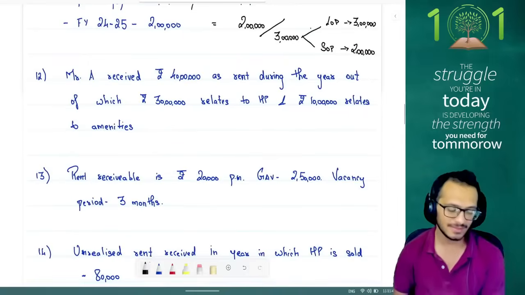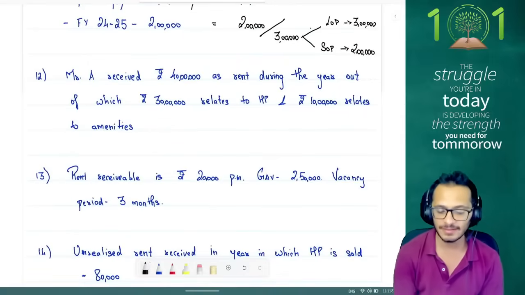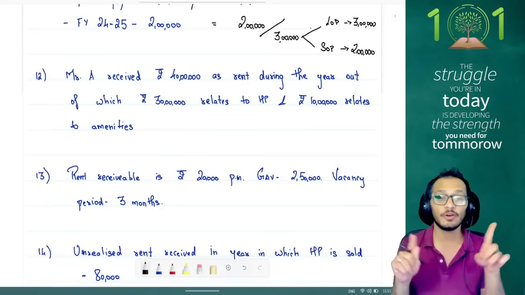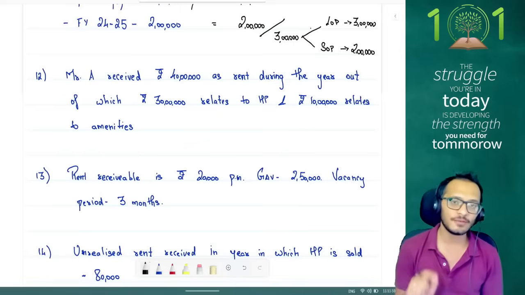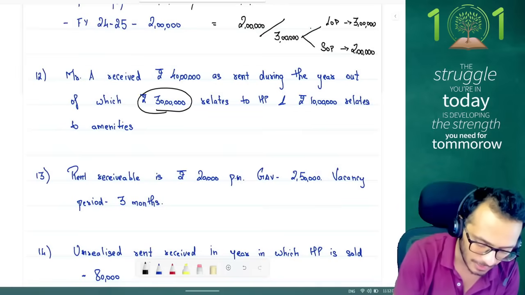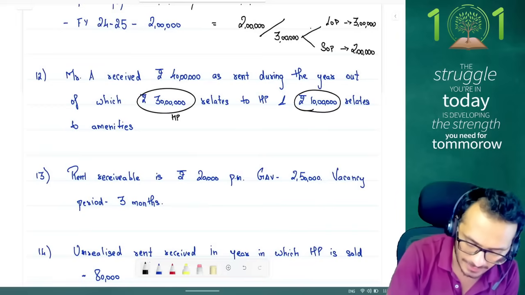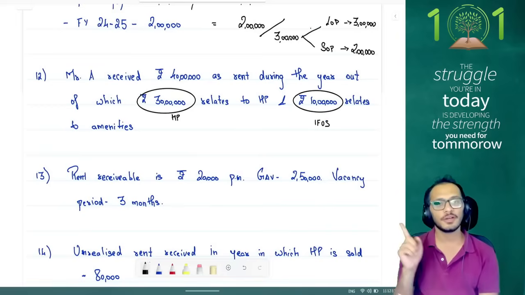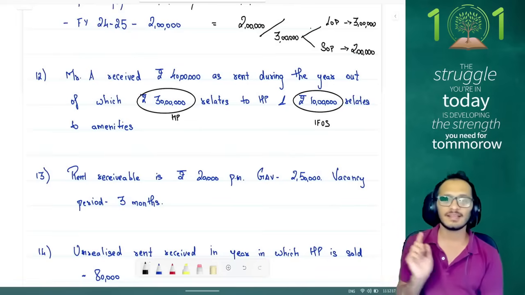Very good. Question says, Mr. A is receiving 40 lakh rupees as rent during the year, out of which 30 lakh rupees relates to HP and 10 lakh rupees relates to amenities. This is the concept of composite rent. Composite rent says that when you're receiving consolidated rent for the house and something else separately, the HP part will go under house property and will be taxable under HP, whereas the amenities part will be taxable under IFOS. You cannot tax everything under HP, people. You'll have to tax it as HP for 30 lakhs and 10 lakhs for IFOS.